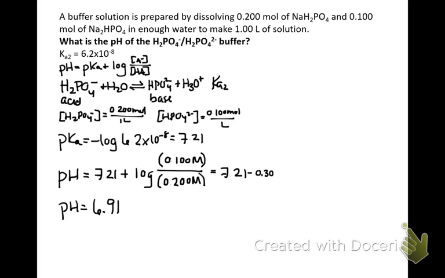Is that a reasonable number? Yes, it's reasonable because we have more of the acid form than we have of the base form in our mixture, so it's a little more acidic than the pKa, but it's still pretty close.